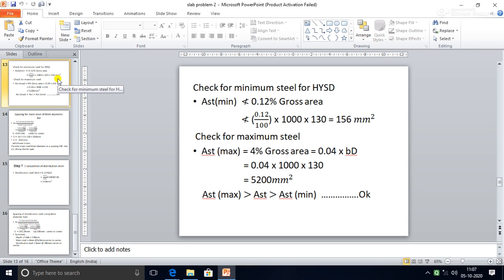Then check for minimum steel for high yield strength bars. This is given by the IS code, that is Ast minimum should not be less than 0.12% of gross area, that is b into capital D, where b width is 1000 and overall depth is 130, that is 156 mm square is the minimum steel requirement. And for maximum steel, 4% of gross area is the maximum we can provide, that is 0.04 into b into capital D, that is 5200 mm square. And since the maximum steel is largely greater than the actual Ast, and the actual Ast is greater than Ast minimum, the steel provided by us is correct.